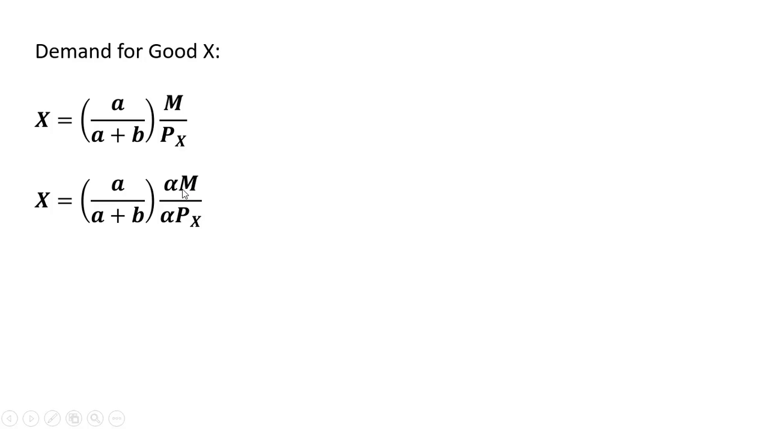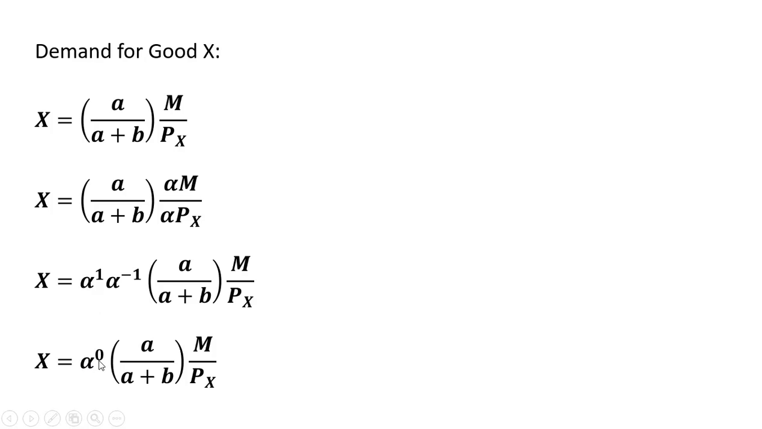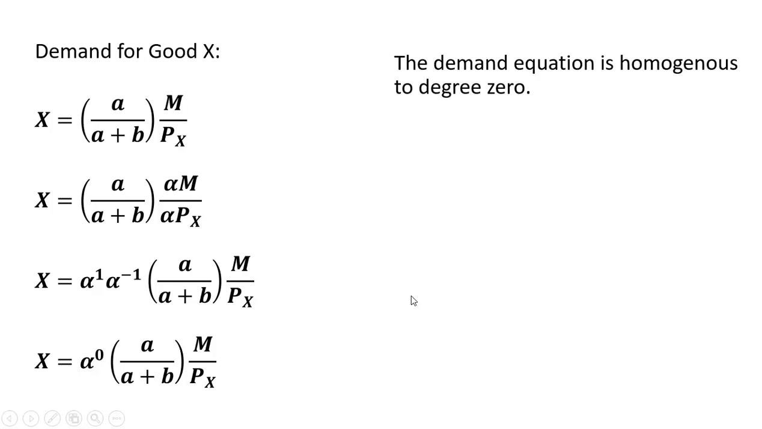And now we're going to check to see if this function is indeed homogeneous to degree 0. So I'm going to multiply each variable over here by alpha. So income and the price of good X multiplied by alpha. That will simplify to alpha to the 1, bring this alpha up into the numerator, that's alpha minus 1. So notice here alpha is really raised to the power of 0. So here we have an example of a function that is homogeneous to degree 0. So the demand equation is homogeneous to degree 0.